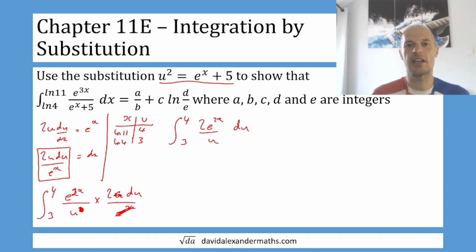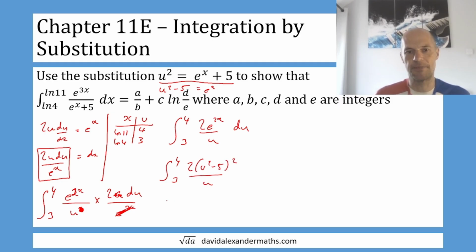So we've nearly got everything in terms of u, but we've got this pesky e to the 2x. So we know that u squared take away 5 is e to the x. Now, e to the x multiplied by e to the x is e to the 2x. So what that means is e to the x squared is e to the 2x. So therefore, if e to the x squared is e to the 2x, then I can replace e to the 2x with the square of u squared minus 5. So that's going to be 2 lots of u squared take away 5 squared all over u.